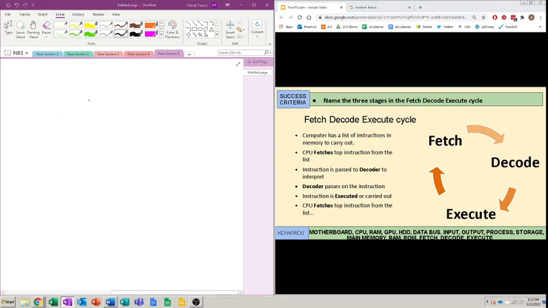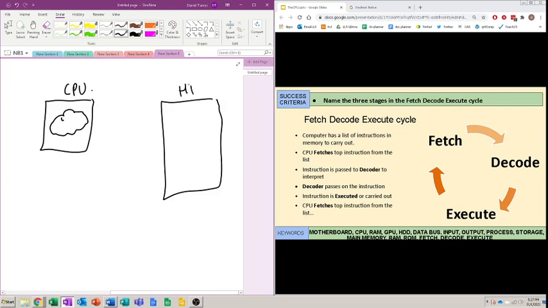Well, let's take my CPU over here. This is my brains. Let me just draw a little squiggly brain right here. Here is your hard disk drive. And as I say, it's got the disk on there, and the disk spins around. So what's the fetch, decode, execute cycle about?